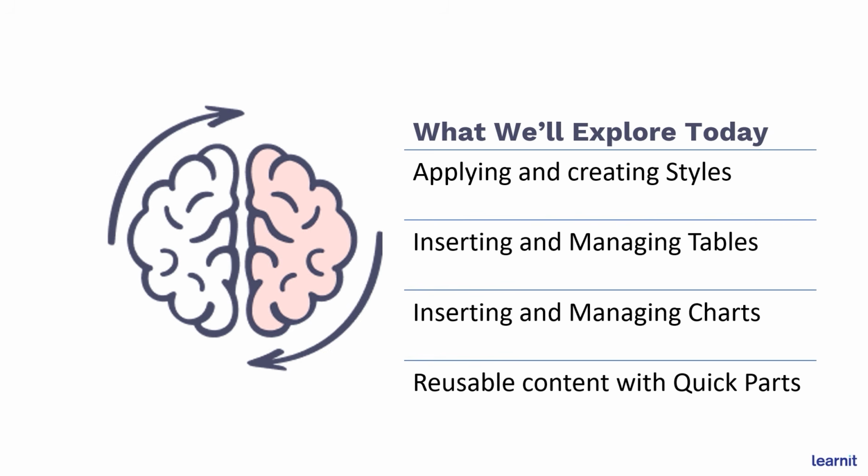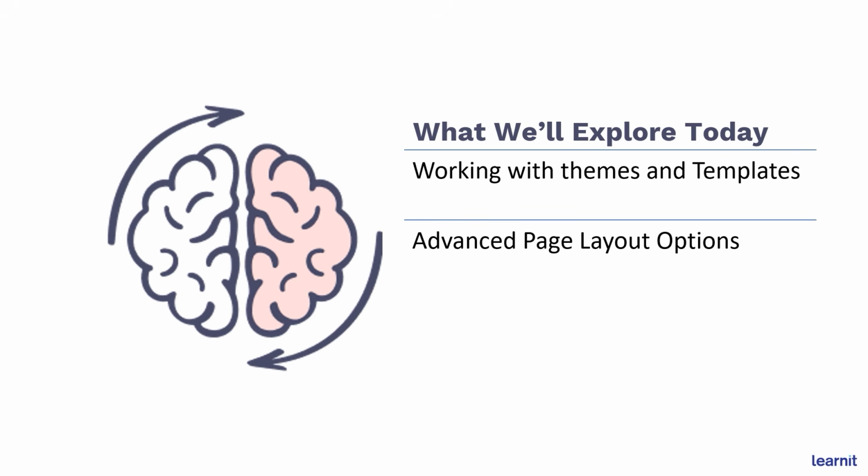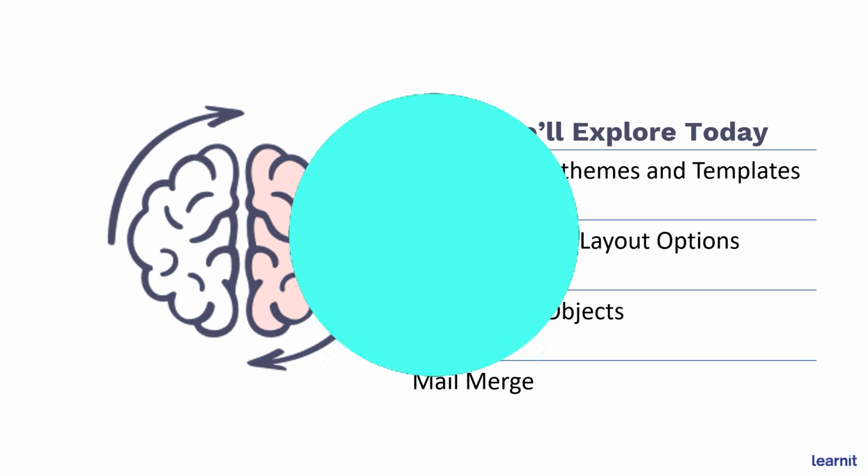We'll talk about how to create reusable content that we can add to our Word document. And then for our next module, Module 4, we'll talk about working with themes and templates. We'll take a look at some advanced page layout options. We'll include some referencing to objects in different parts of our document. And we'll finish up with mail merge. So go ahead and open up your copy of Microsoft Word and come right back and we'll dive right in.